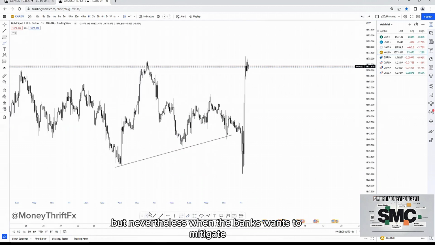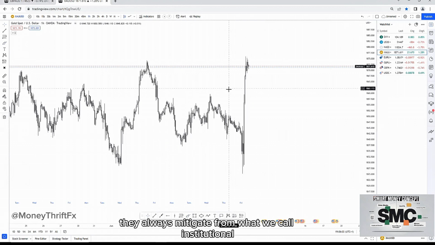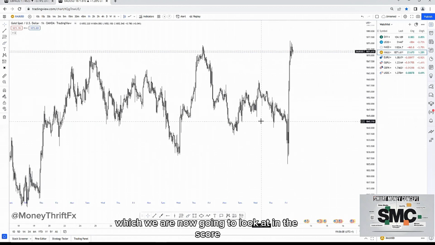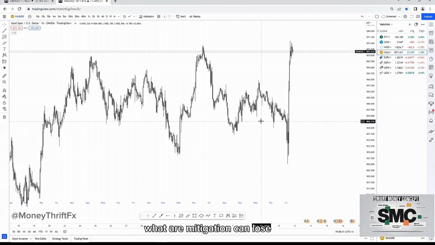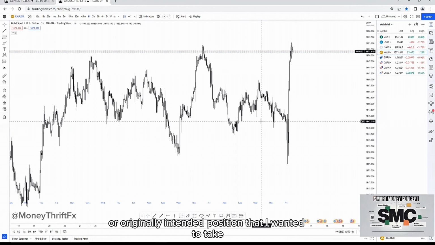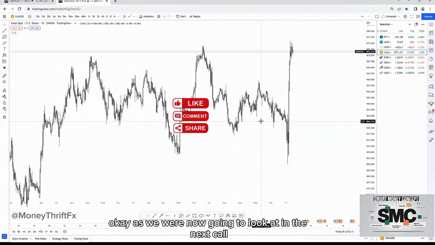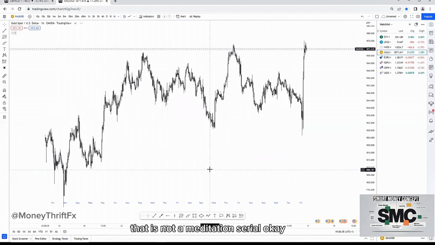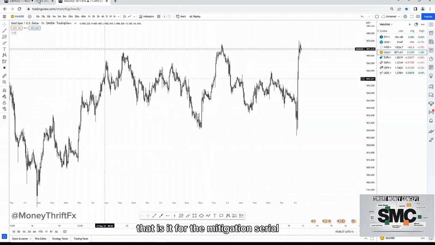Nevertheless, when the banks want to mitigate, they will always mitigate from what we call institutional candles, mitigation candles, and all of those things, which we are going to look at in the next call. What are institutional candles? What are mitigation candles? Where will the banks always come into play? Even having identified that the bank sold here to buy, you now identify that point. Where can you now expect the banks to come in to resume their original intended position that they wanted to take? That is what we are going to look at in the next call, in institutional candles and mitigation candles. So that is just the mitigation theory. Okay, that is it for the mitigation theory.